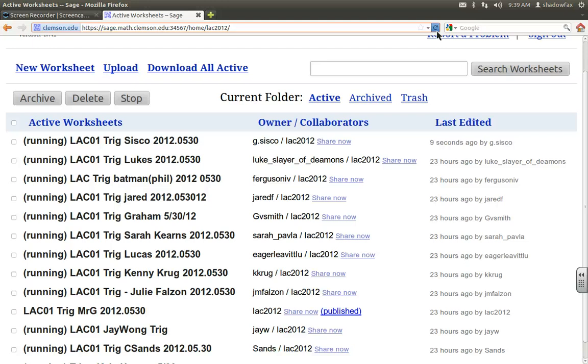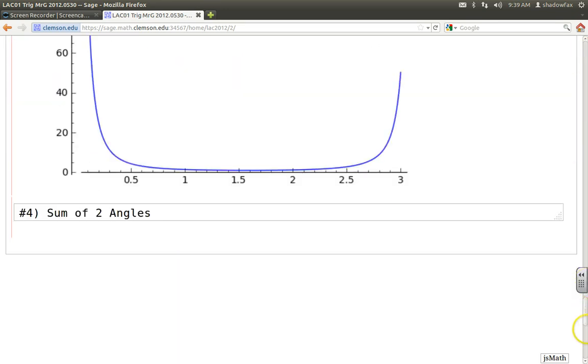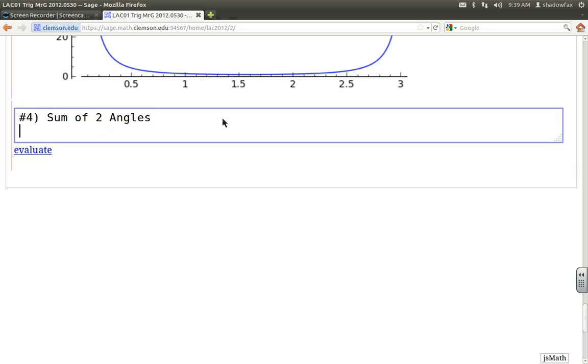All right, so let's continue our awesomeness here. Let me get into my worksheet. So let's take it where we left off. Did we start number 4? Okay. Well, number 4 is the sum of two angles. Now, remember the sum of two angles trig identity? Like the cosine of x plus y? They have to be complementary. Okay, so how did it go? Well, let's find out.